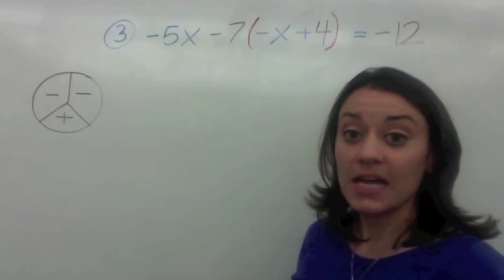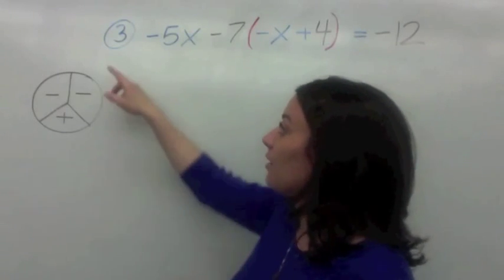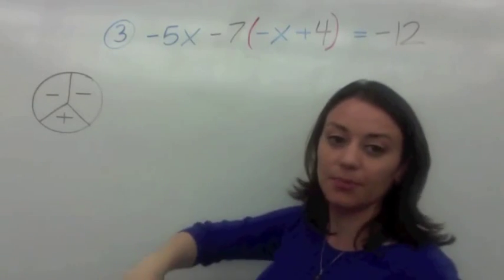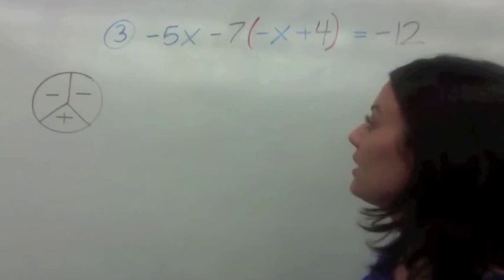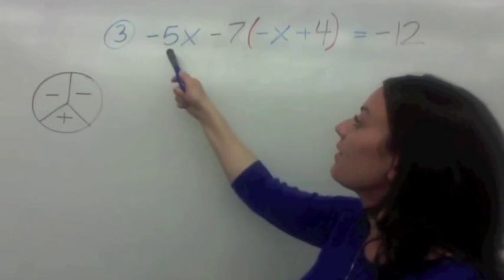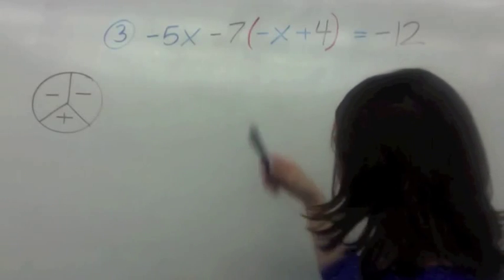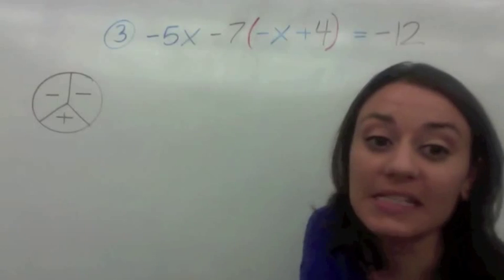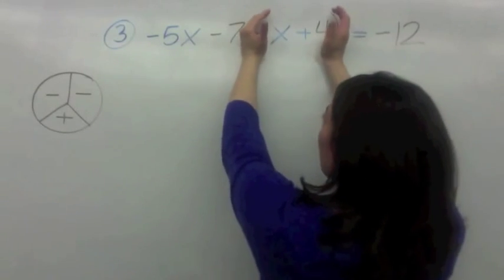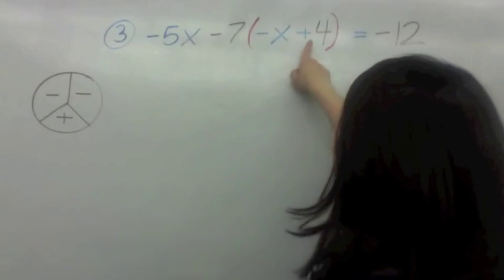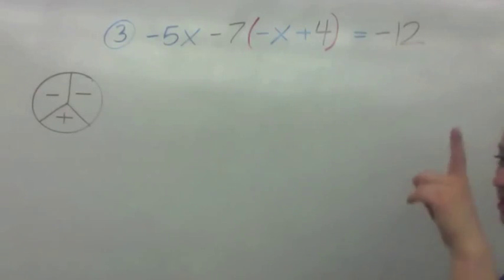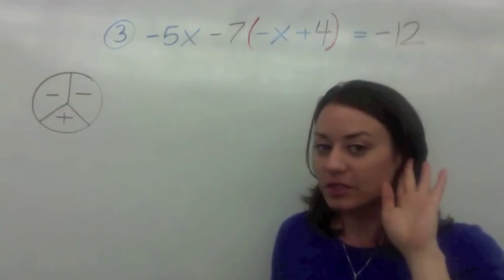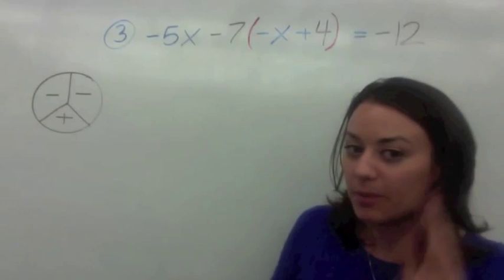Good job. Let's do number 3 on your classwork. What number are we doing? Number 3. Okay, read the equation with me. It says negative 5x minus 7 multiplied by the quantity of negative x plus 4 equals negative 12. First thing you ask yourself, is there an invisible number? Yes, there's an invisible number. What's the invisible number? It's 1.